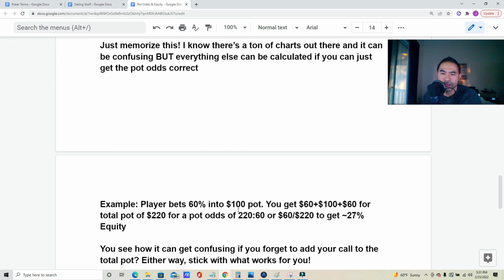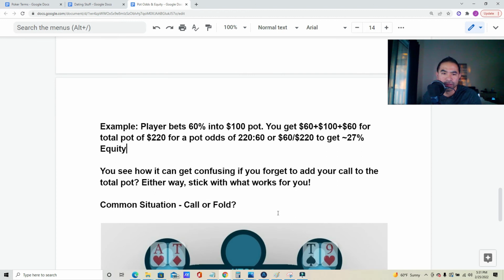It's real easy. So a 60% pot bet into a $100 pot, you get 60 plus 100 plus 60, which is $220 for pot odds of 60 to 220, or estimate 60 divided by 220 to get around 27%. I even put this little tilde here, meaning estimate, so you don't have to dive into the weeds and go 26.7 versus 26.9. That won't really matter. Sorry, math guys, but it's the truth. You won't feel the difference of that, even if you played a million hands. I don't think so, anyways.